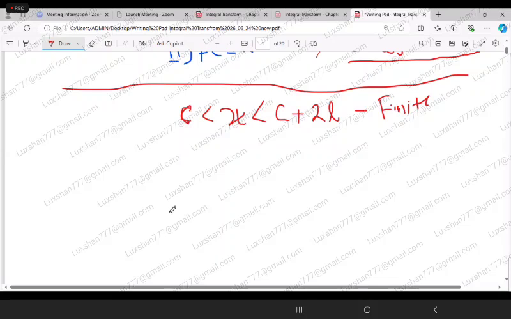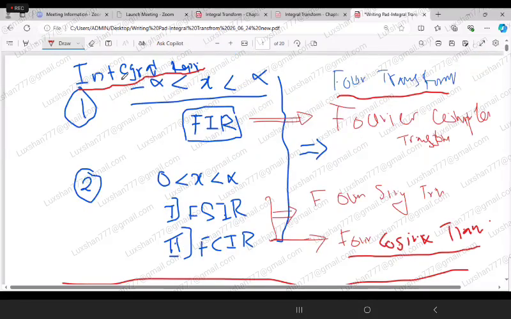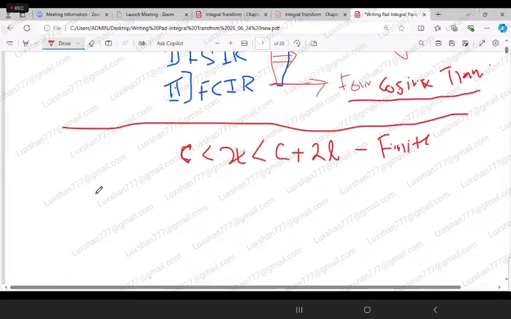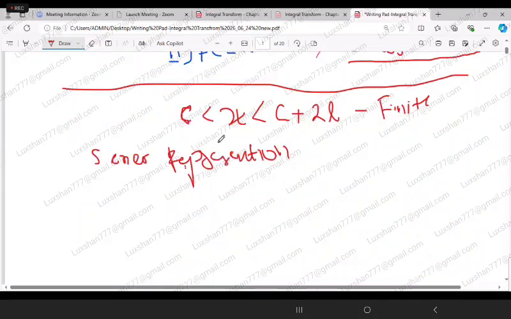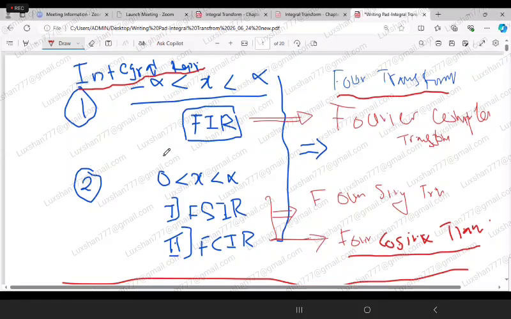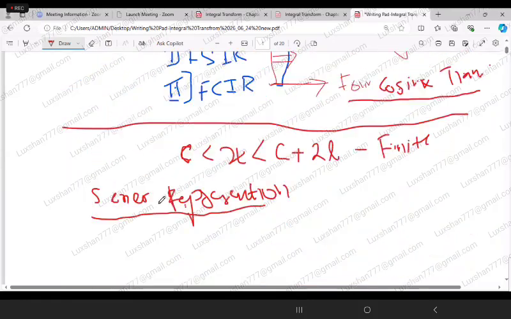In this case, instead of the integral representation, we do the series representation. In the case of an infinite range, we have the integral representation because we use integration to represent a function. In the case of a finite range, we use the series representation. So you have to understand the difference.